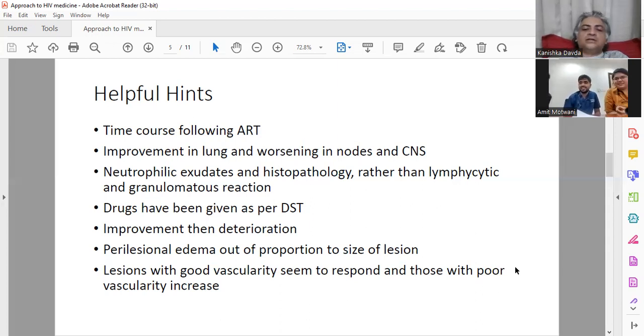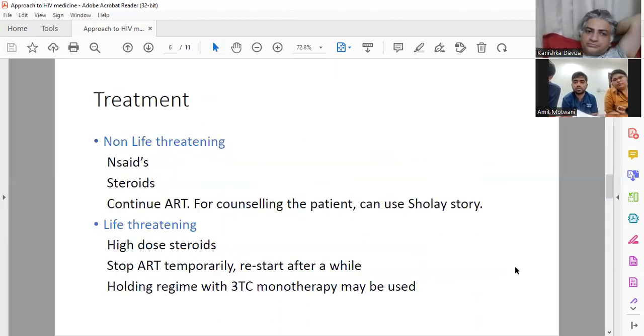Yes sir. Okay. So perilesional edema will be out of proportion to the size of the tuberculomas. Lesions with good vascularity seem to respond, and those with poor vascularity seem to increase. These are all helpful pointers in IRIS versus disease progression. So IRIS we can basically subdivide into two types: life-threatening and non-life-threatening.